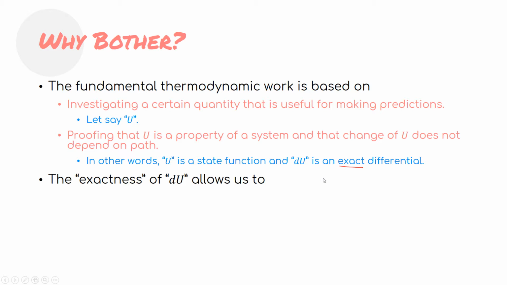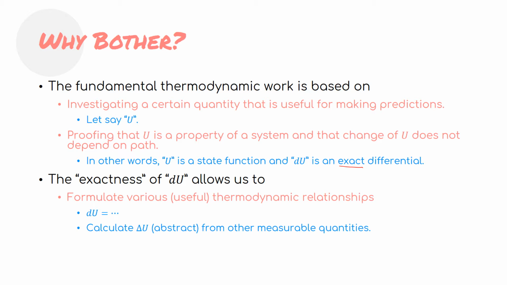Once you know this property of dU, the exactness of dU, then a lot of the formulation follows. For example, you can write a lot of equations, use a lot of tricks, to write dU as an expression of other state variables. Another very powerful thing is that you can calculate the change of U.